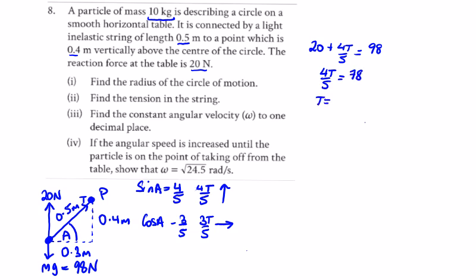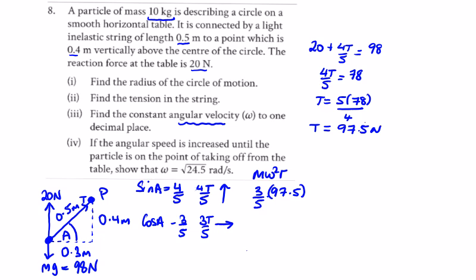So t will be equal to 5 times 78 divided by 4. 5 times 78 divided by 4 is 97.5. Just double check, 97.5 newtons for the tension in the string. Angular velocity, okay, so my 3t over 5, mw squared r, so 3 over 5 times t is 3 over 5 by 97.5.